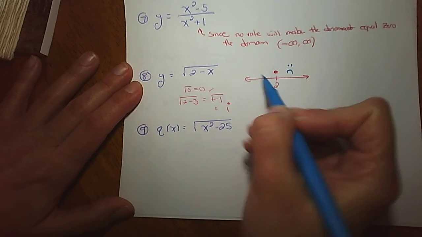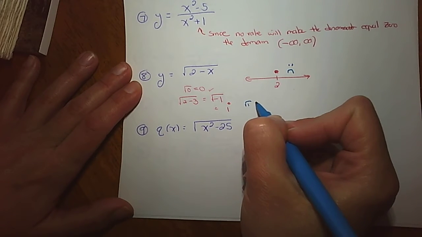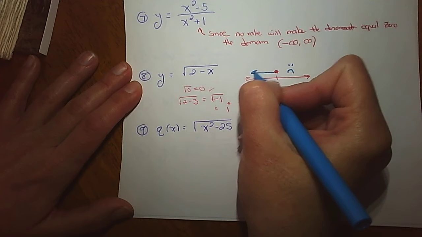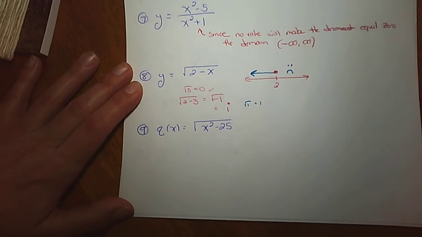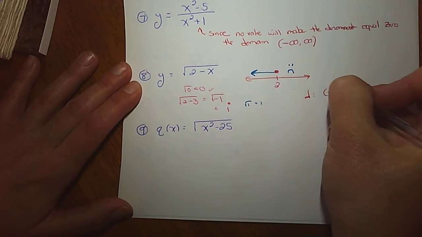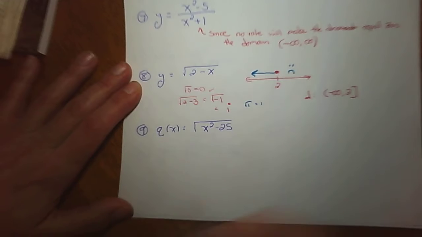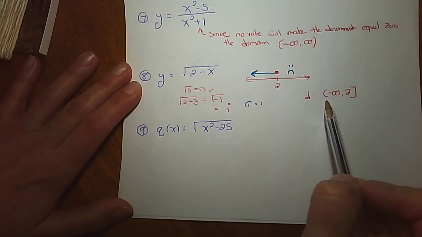Now, plug in 1. What's 2 minus 1? What's the square root of 1? So we got an answer. So that means we can go that way. So the domain for this question is going to be -infinity up to 2 solid bracket, because we're allowed to plug in the 2. It's a solid dot.